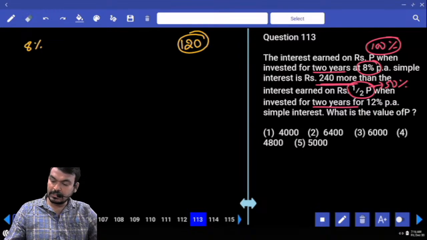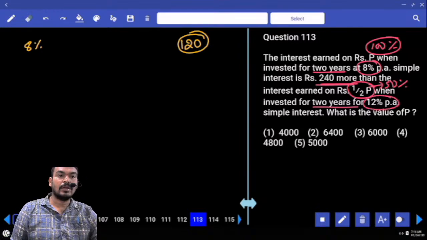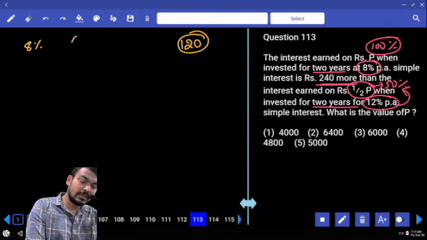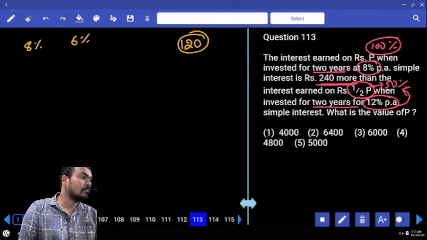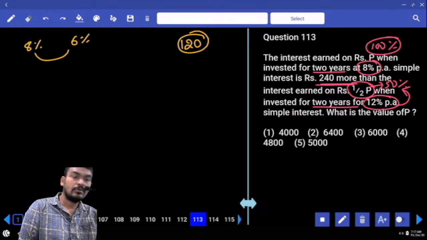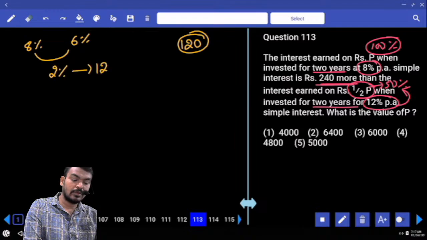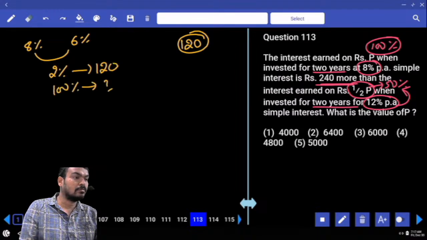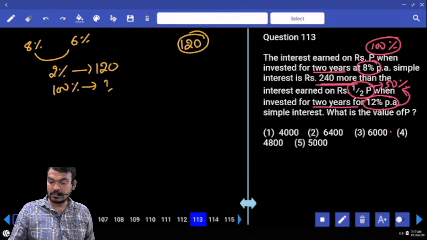Then in the second case, what is the rate of percent? 12%. 12% of 50% is 6%. So the second case interest is 6%. What is the difference? 2%. What is the 2% value? 120. But we required the sum. How much percent do we need? 100%. What is the answer? 6,000.